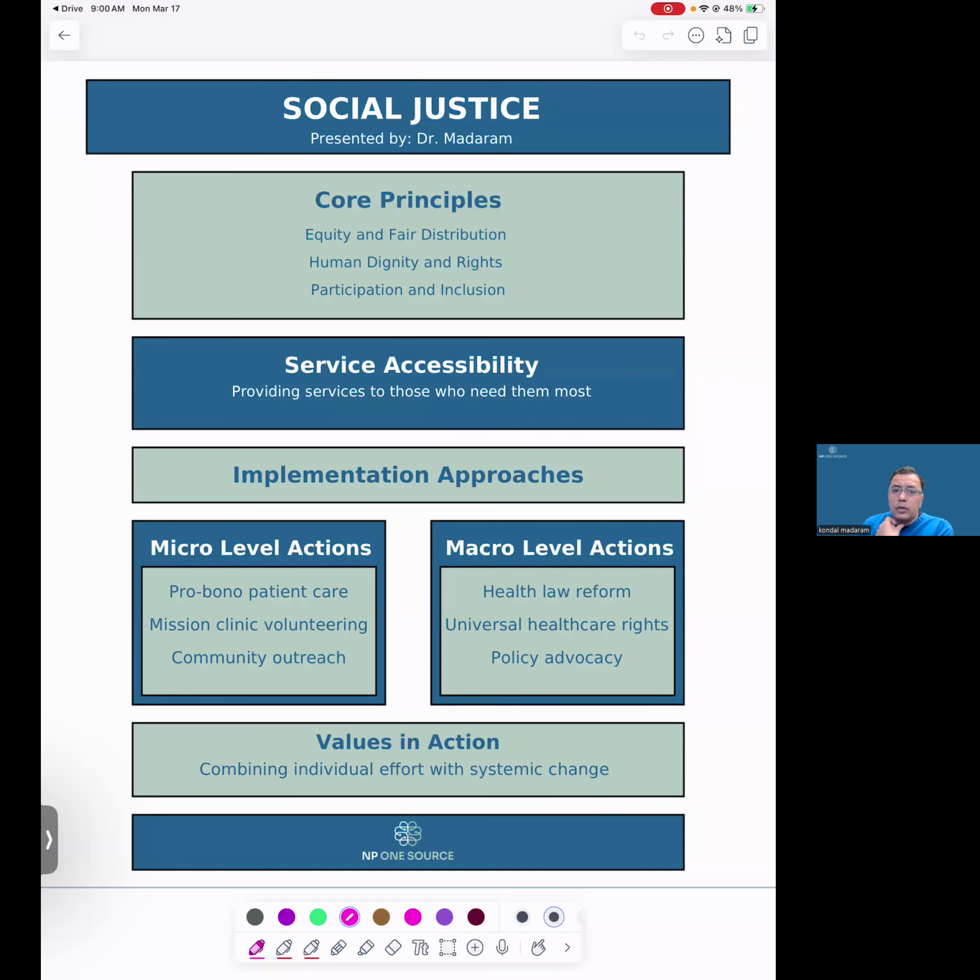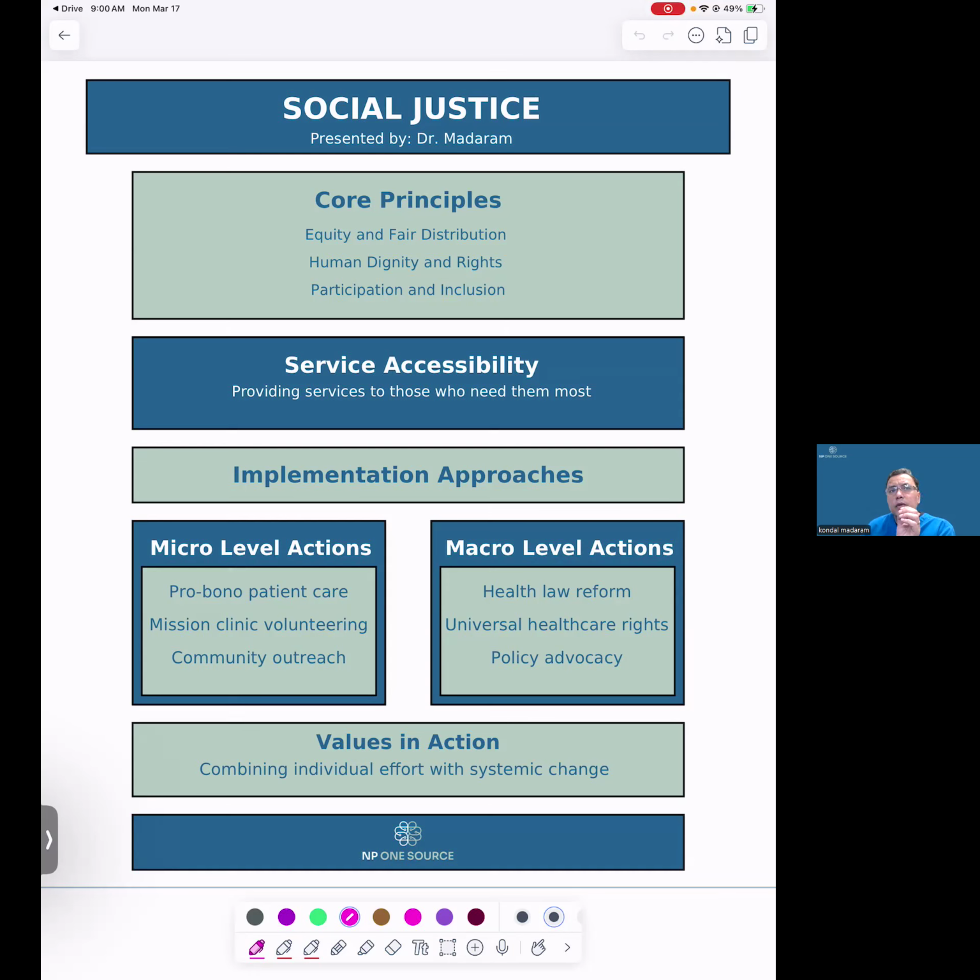Today, we're going to talk about social justice and how it applies in healthcare. In healthcare, you want to ensure that there is fair distribution of resources and upholding of human dignity, and you want everybody to participate and be included in the service delivery. So, if there is care needed, you are giving it to everybody who is in need, irrespective of their race, religion, financial abilities, and all that.